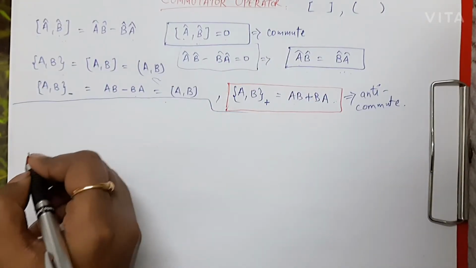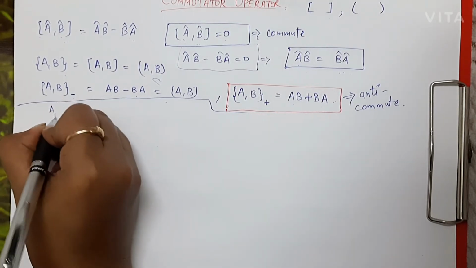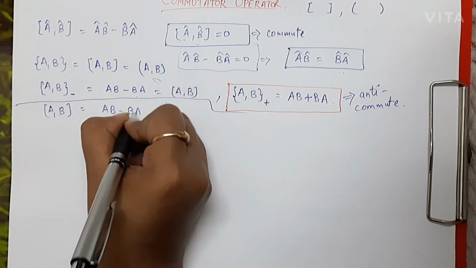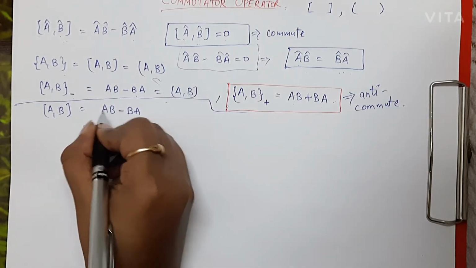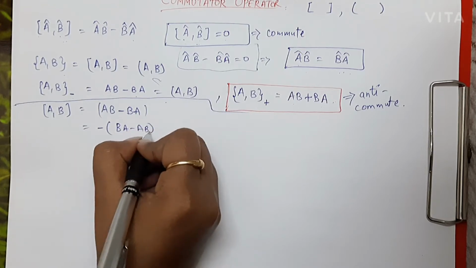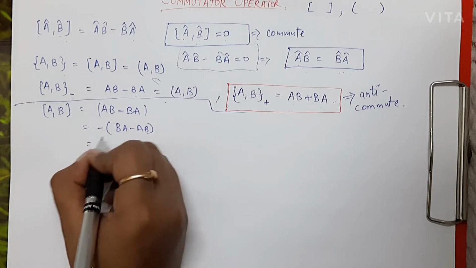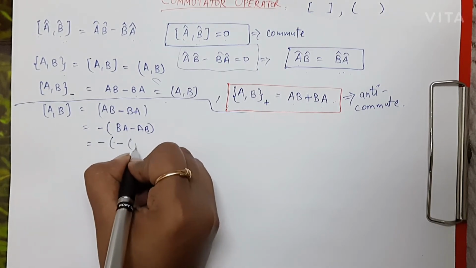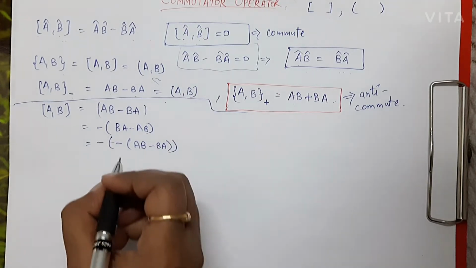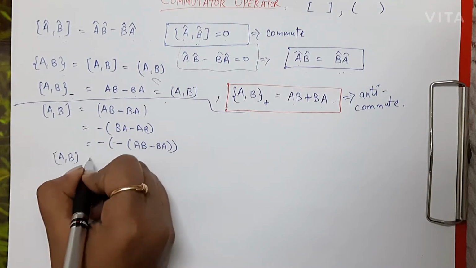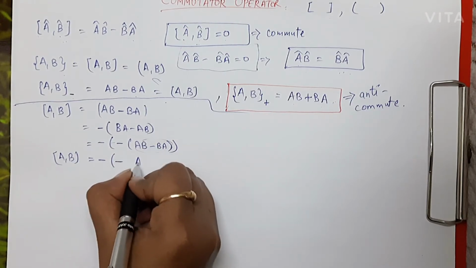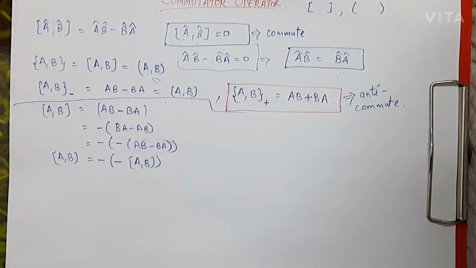Now we are going to understand one more thing. Suppose we are solving the commutation of A and B, two operators A and B, then it will be equal to AB minus BA, that we know. Now what if I take the negative sign out of this? It will change into BA minus AB, because I have taken out the negative sign. Now if I again take the negative sign out, it will again become AB minus BA. So the commutation of A and B will become equal to minus of minus, and this is the commutation of A and B.